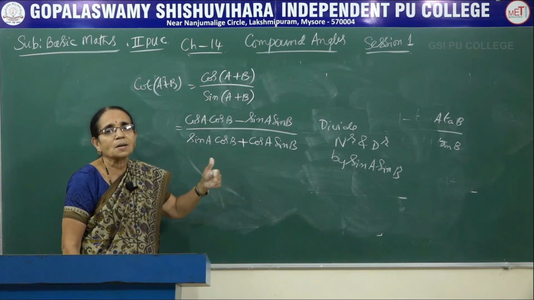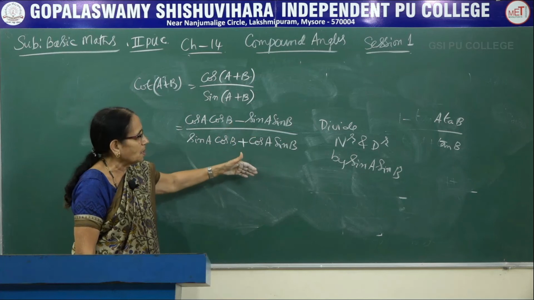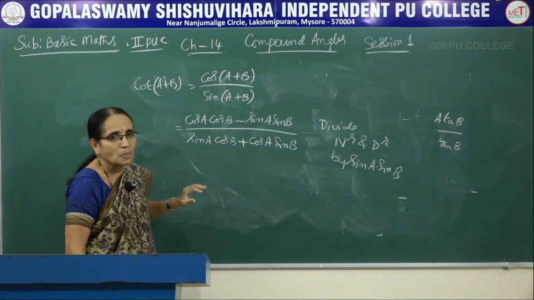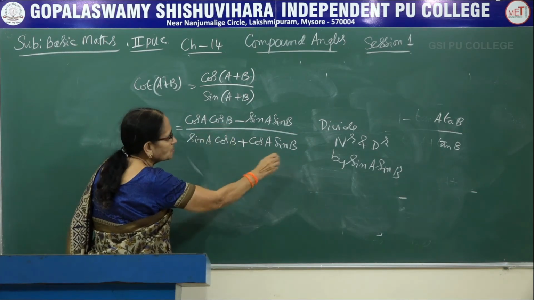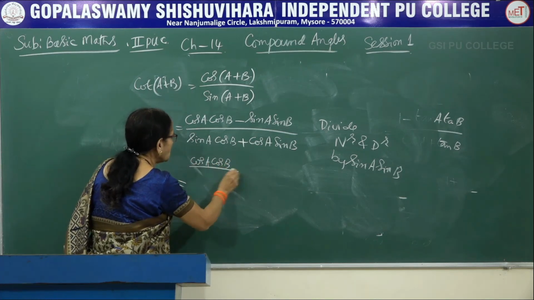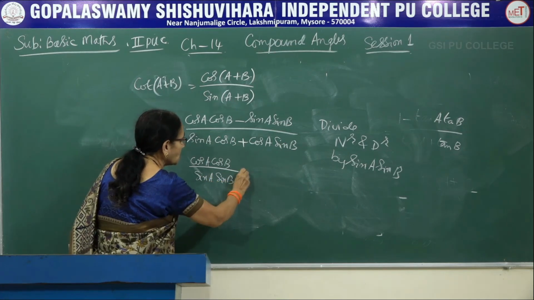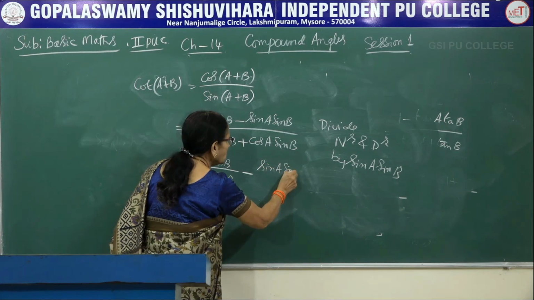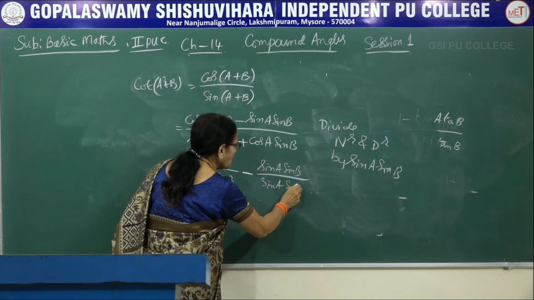Sometimes you add, and immediately you subtract. So we say, add and subtract. Here you multiply and divide, or we are dividing both the numerator as well as the denominator by the same quantity. Now cos A cos B divided by sin A sin B. Each term I am dividing, minus sin A sin B divided by sin A sin B.